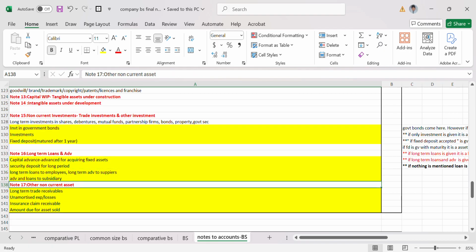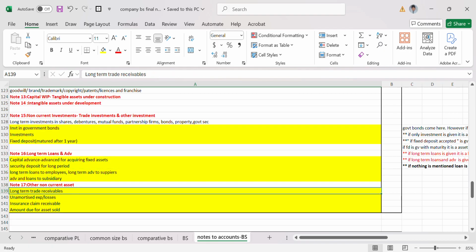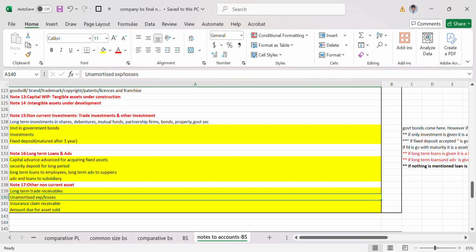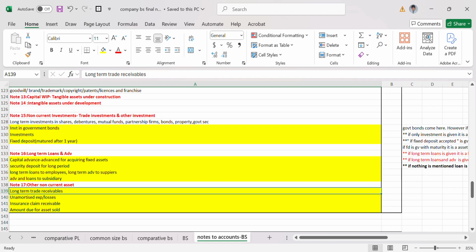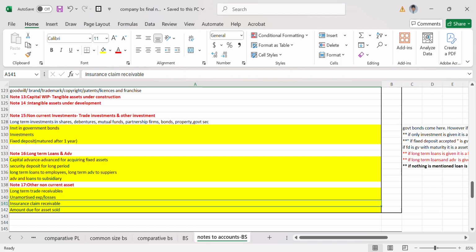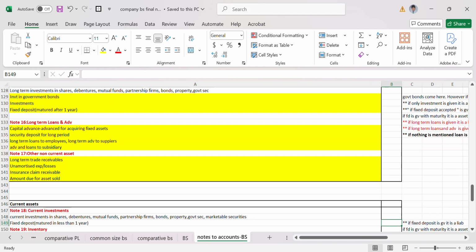Other non-current assets comprises of long-term trade receivables. Okay, any money which you are probably entitled to receive from your debtors after a year. Okay, unamortized expenses and losses, insurance claim money which is receivable, any amount due for the asset sold, all will come under other non-current assets. Add it and show it in the balance sheet.